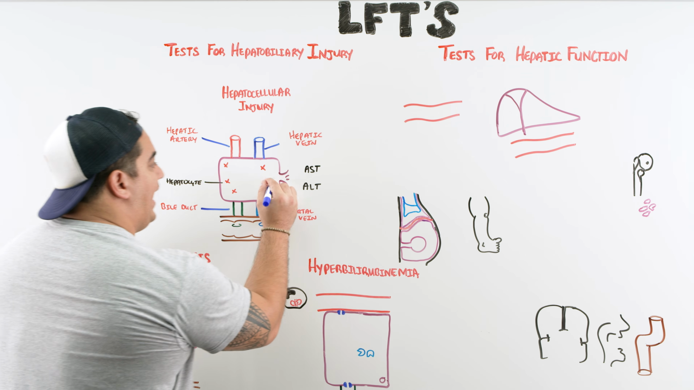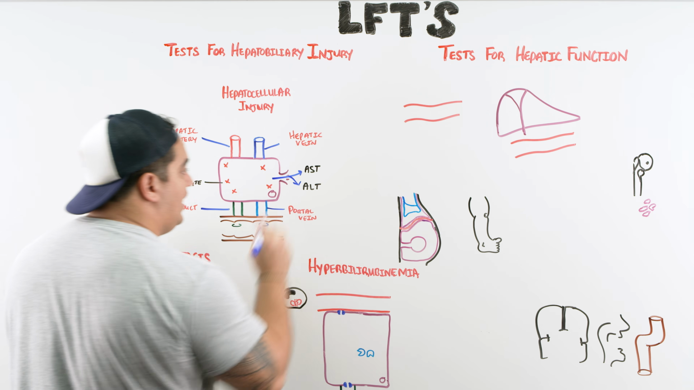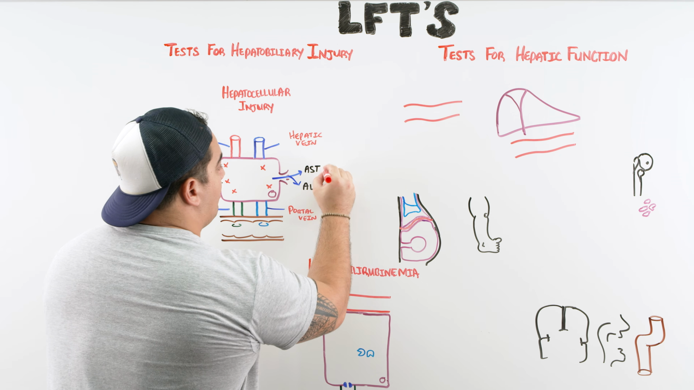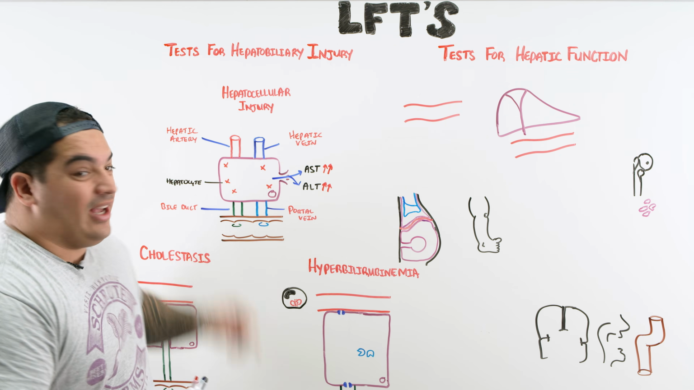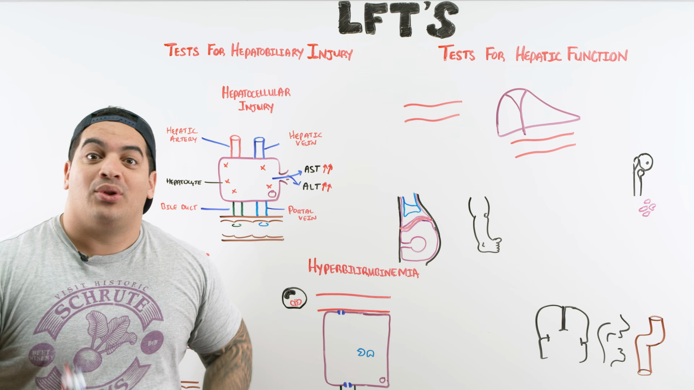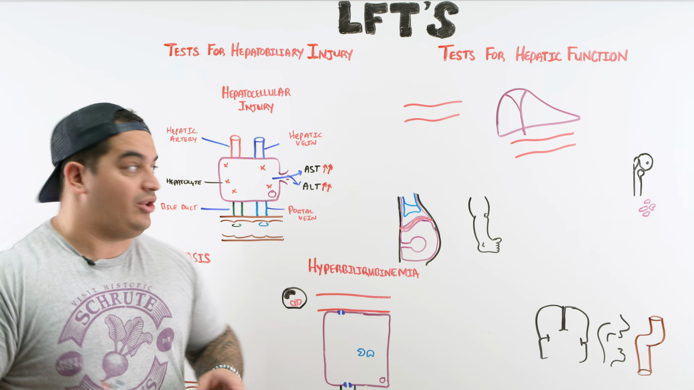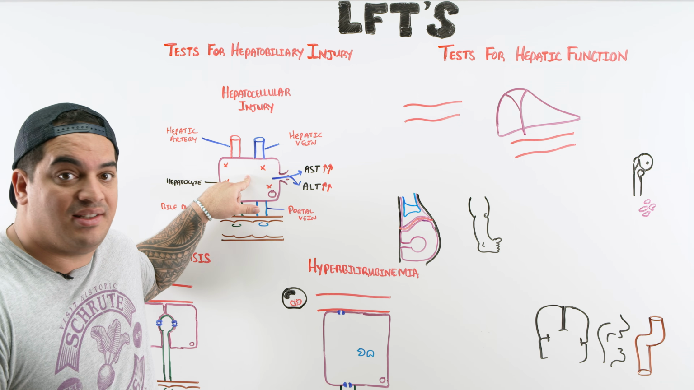So whenever a patient gets these labs done, the LFTs, and we see a marked elevation in the AST and the ALT, this really tells me there's an injury to the hepatocyte. And we'll talk about some of the reasons the hepatocytes get injured. They could be directly from drugs and toxins, etc.